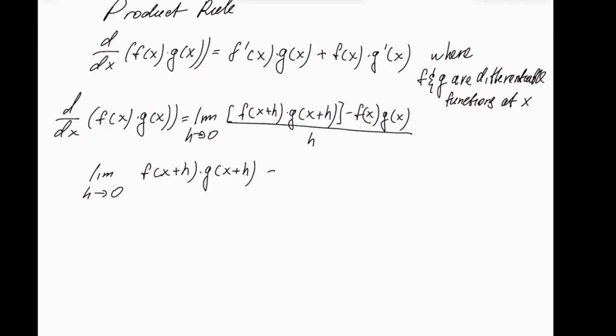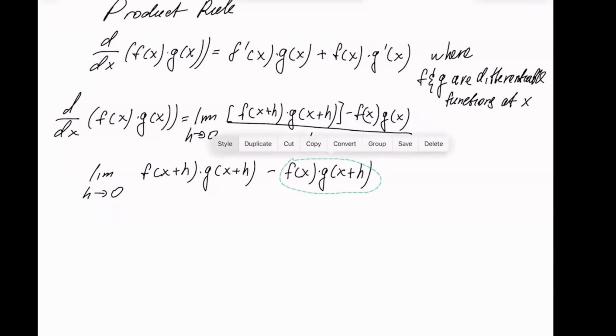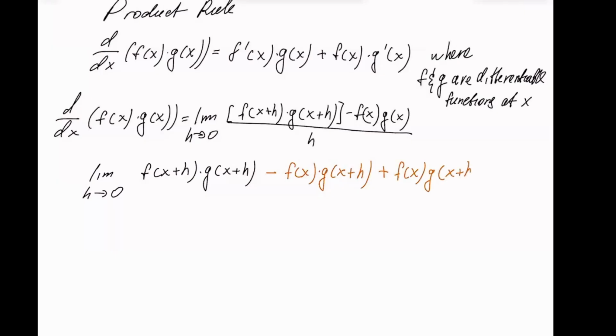So now in between here, between f of x plus h times g of x plus h and f of x times g of x, I would want to add and subtract the term f of x times g of x plus h. Okay, so I'm adding that. Let me actually put that in a different color. I'm subtracting and adding that f of x times g of x plus h minus f of x times g of x divided by h.